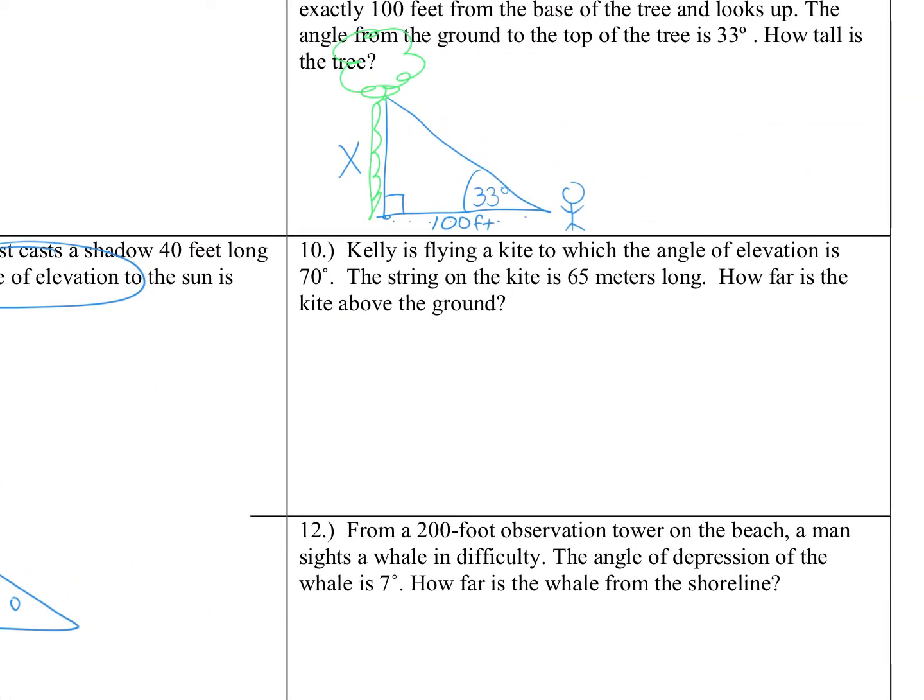All right, I told you guys yesterday about a kite. Think about a little kid at the beach flying a kite. When he stands there with a kite string, it doesn't go straight vertically up in the air, right? His arm is slanted, the kite is kind of like at a slant from his arm. So think about that. Kelly is flying a kite to which the angle of elevation is 70 degrees. The angle of elevation. Where is the angle of elevation?